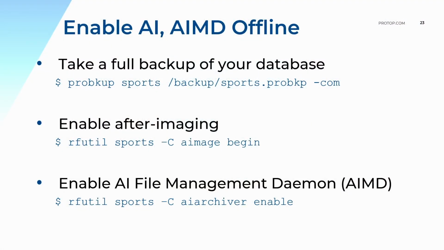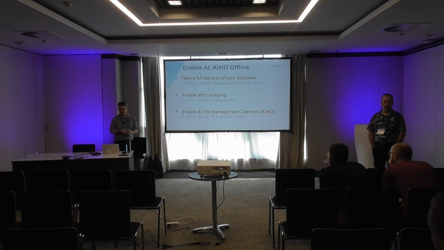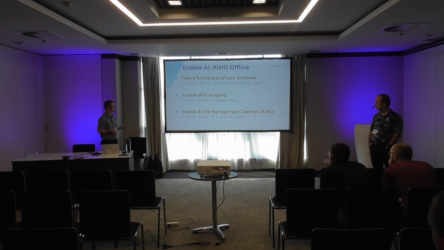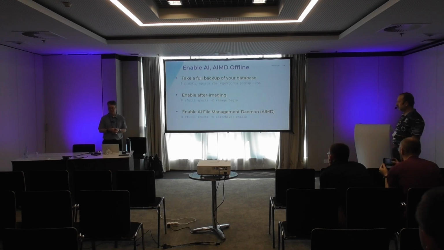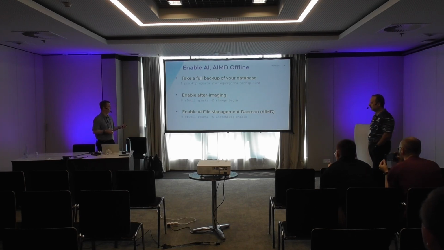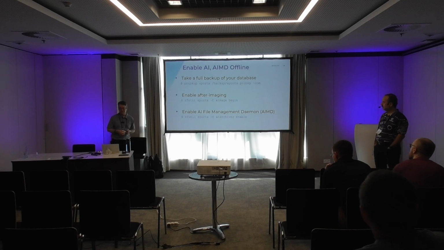And then we're going to go through the process of enabling after imaging in the database. So this is turning on the feature in the database. So it's a process of first backing up the database. You do also have the option of marking it as backed up if you've just done a backup recently. Then you enable after imaging with this command. So rfutil is the family of commands that you're going to use to manage the life cycle of after imaging. So it's rfutil dbname -C aimage begin.